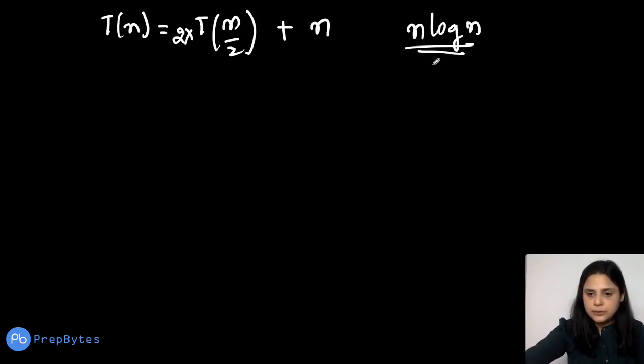And what is the space complexity? We are using extra space, O of n. So this is the space complexity of merge sort. Make sure you understand merge sort really well, the merge process and the division process, and then things will be really easy for you.